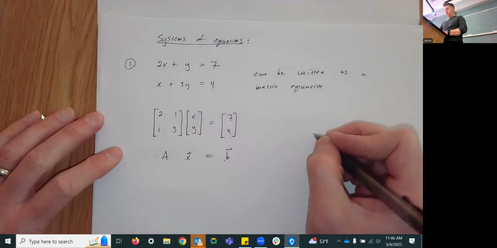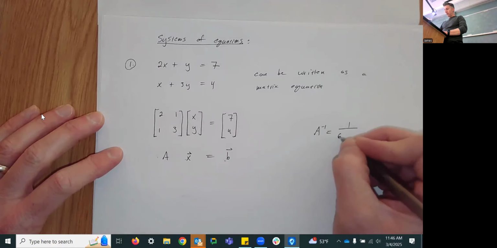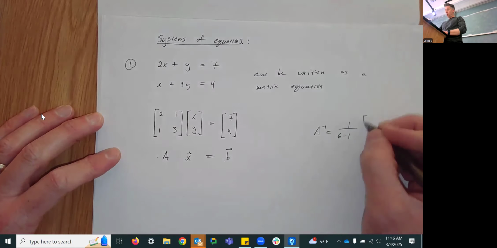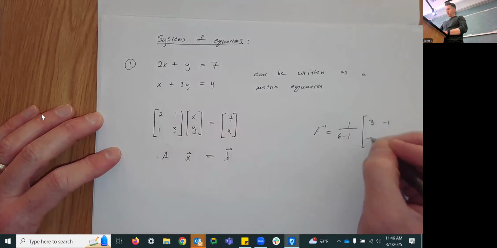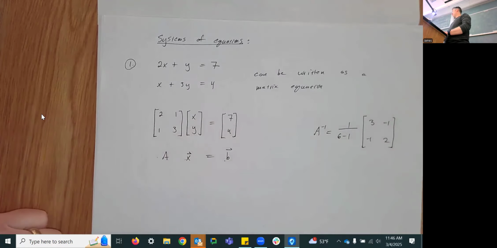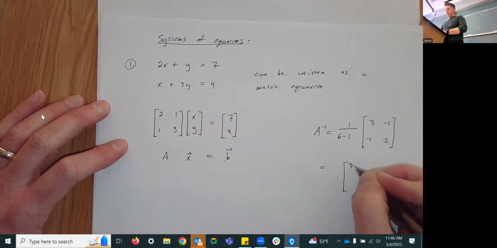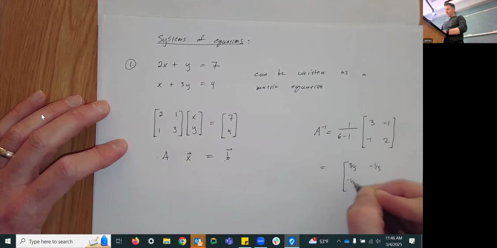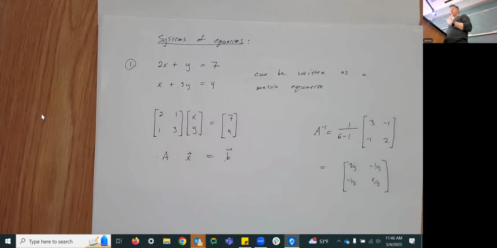So check this out. A inverse is equal to 1 over 6 minus 1, the determinant. And then we interchange 2 and 3, change the signs of the ones. Normally I probably wouldn't, but I'm going to distribute that 1/5 and say it's 3/5, negative 1/5, negative 1/5, 2 over 5. And the way we can solve this equation is by multiplying both sides on the left by A inverse. It is important to note that we are multiplying on the left.